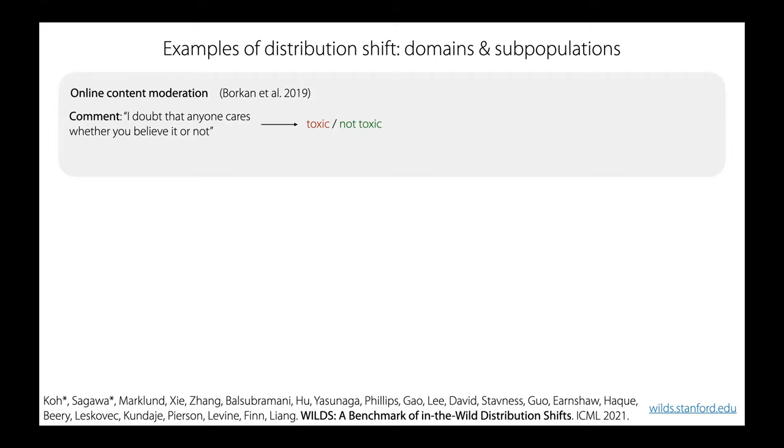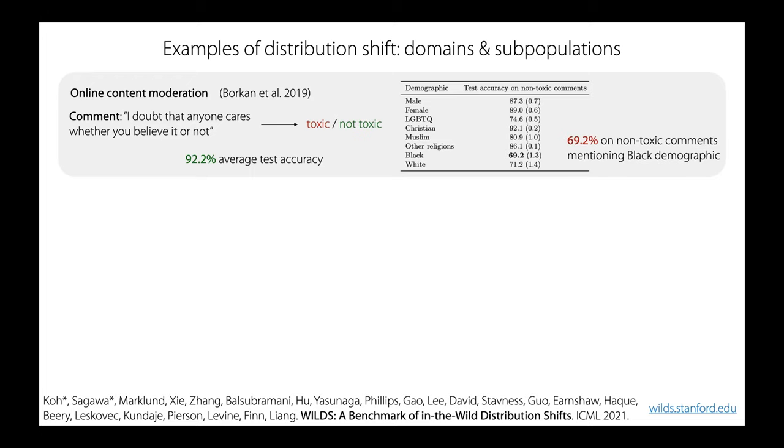It turns out that if you train a classifier on this task, you can get around 92.2% test accuracy, which sounds great. But then if you dig into the details and look at how well it performs on comments mentioning different demographics, you see that the accuracy drops substantially for non-toxic comments that mention the Black demographic. And this means that if your population shifts, or you want to deploy it on a platform that has a different population or different demographic ratios, your system might perform substantially worse than the original system.